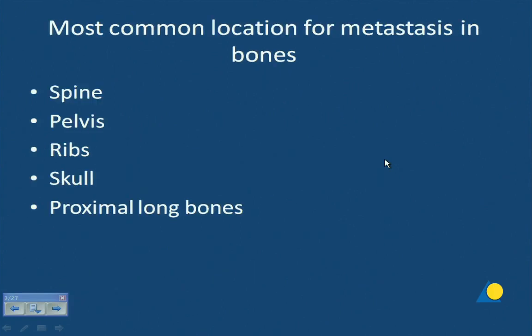The most common locations for metastasis are where your body makes bone marrow: the spine, the iliac wing of the pelvis, the ribs, the skull, but also the proximal long bones, particularly the proximal femur and the proximal humerus.